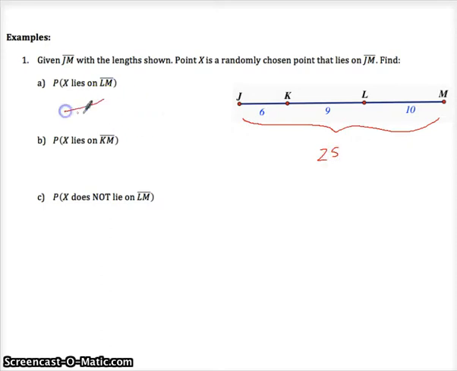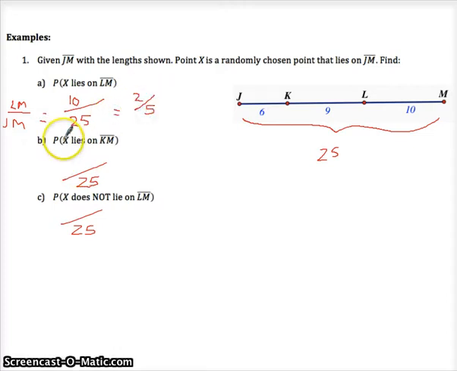I don't want to think about anything until I do this. Whoops, I put that backwards. These are all out of 25, all probabilities out of that sample space. What's the probability that X is on LM? So what's the favorable zone here? Well, the favorable zone is LM. I'm thinking about the fraction LM out of JM. What fraction is LM of JM? That equals 10 out of 25. And I'm a little bit OCD about this, so I want to reduce that.